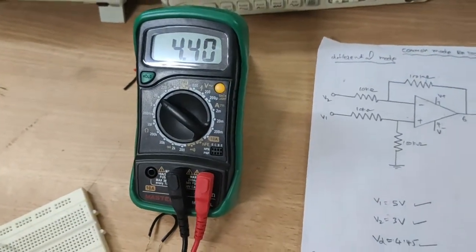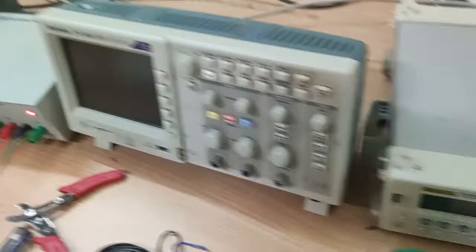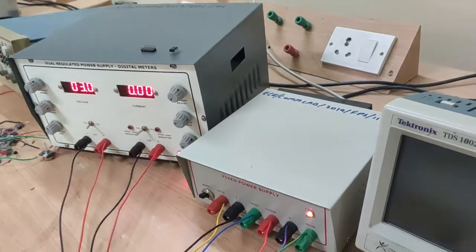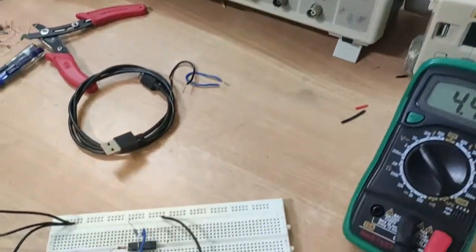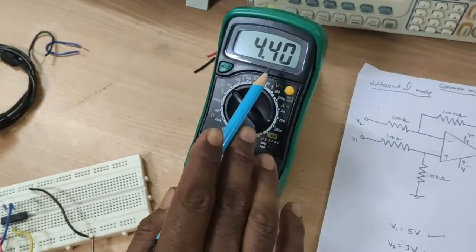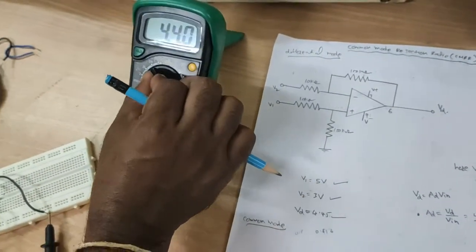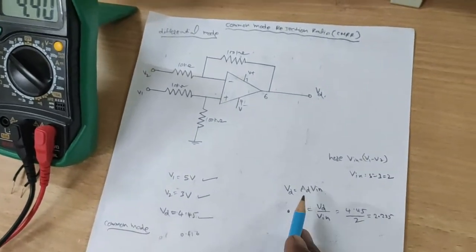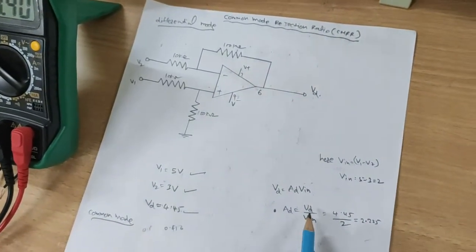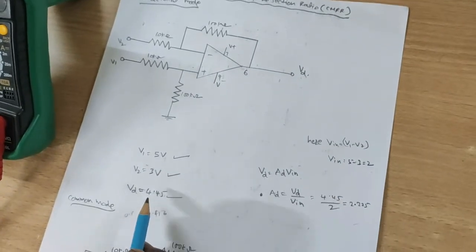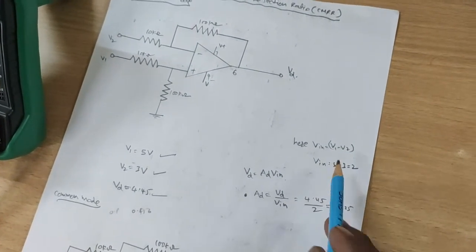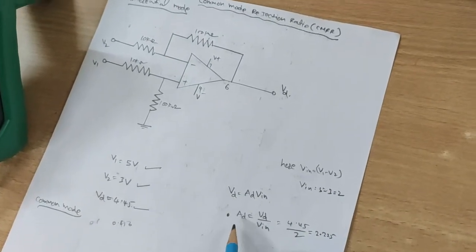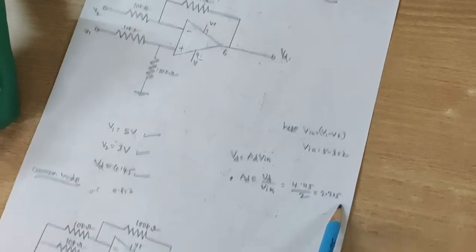Here V1 is a 5 volt input and V2 is 3 volts. Substituting these two inputs in differential mode, the output is 4.45. VD equals AD into VIN, so AD equals VD by VIN. VD is 4.45 and VIN is 5 minus 3, 2 volts. Substituting here, the differential mode gain AD equals 2.225.